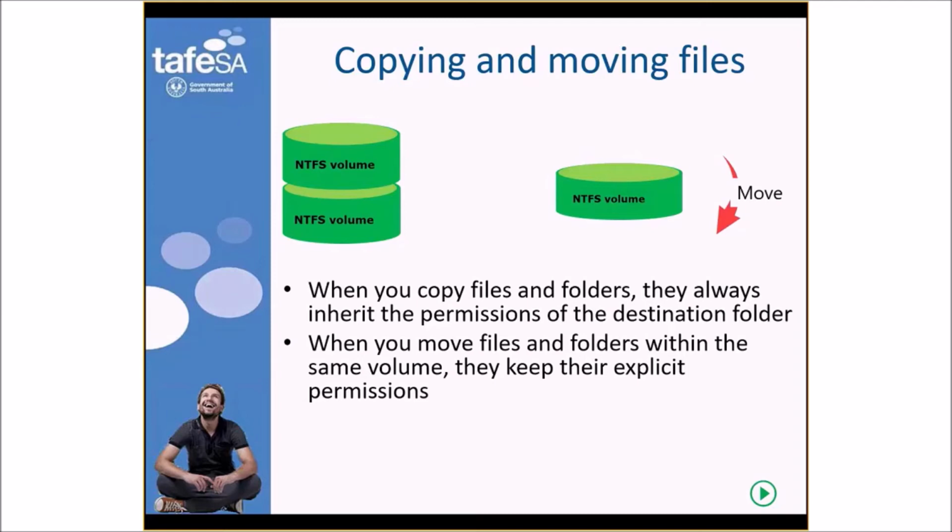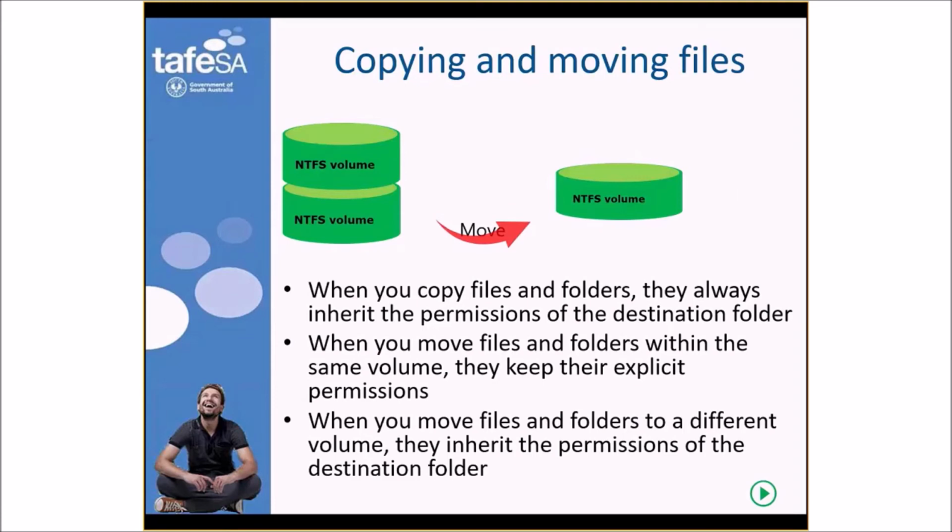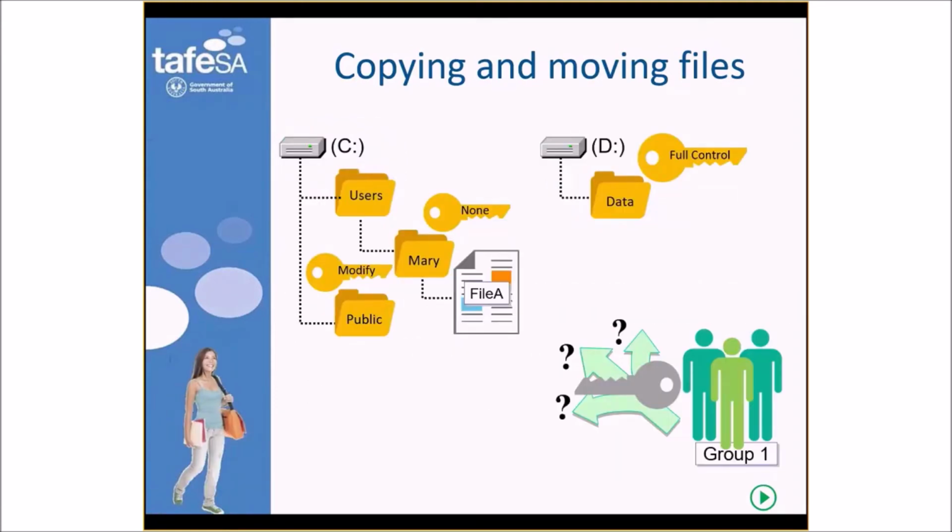So if it's the same volume, they keep the explicit permissions. Different volume, they get the new ones. Okay. What about copying and moving files? Here's an example, here's a graphic. On the C drive, we've got users, which has Mary and a file called file A, and no one has access to this folder, and this public area which people have modify access to, and on this D drive, you've got a folder called data, which you have full control access. So that's for group 1.